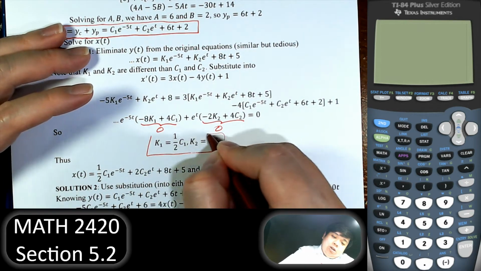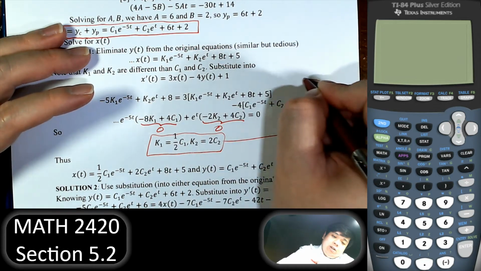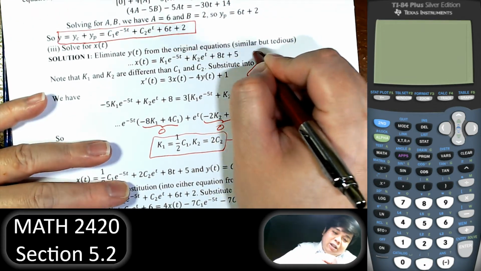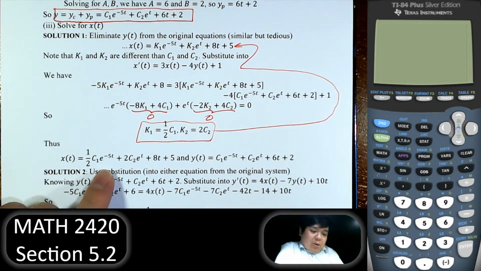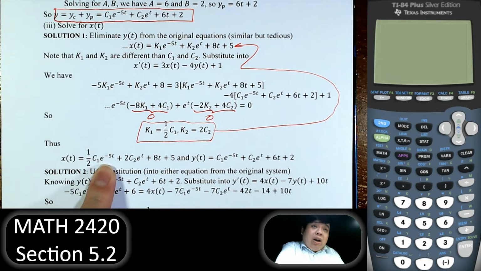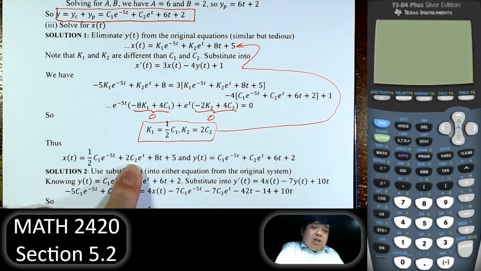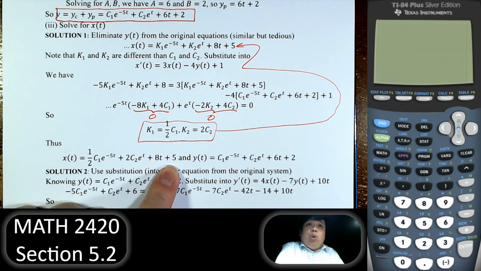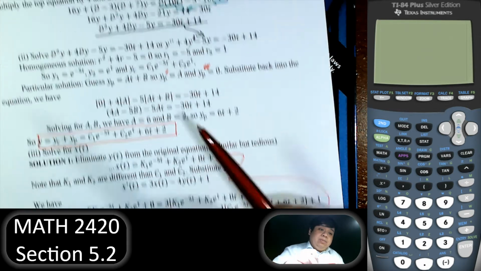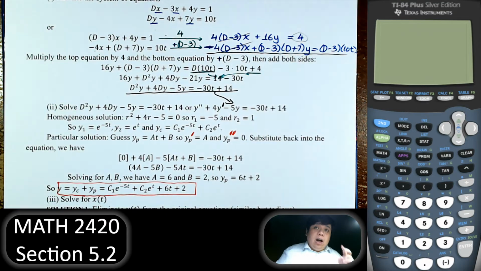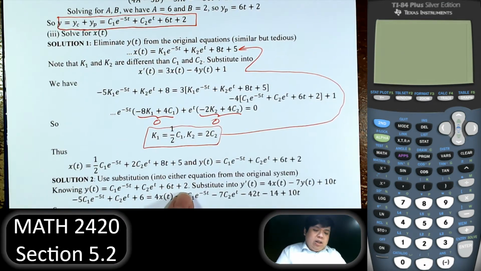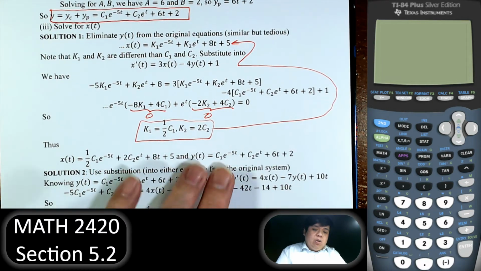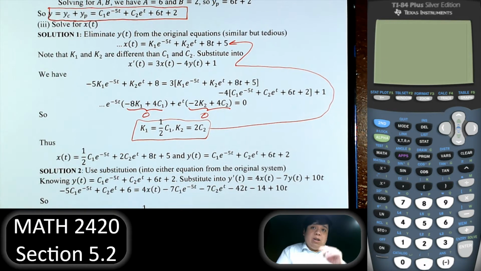This solution, where was that? Okay, here, sorry. Put it in there, and we have x equal to 1/2 c1 e to the negative 5t plus 2 c2 e to the t plus 8t plus 5. Notice that these are two equations of two variables, and so we need, those should be just two parameters here.